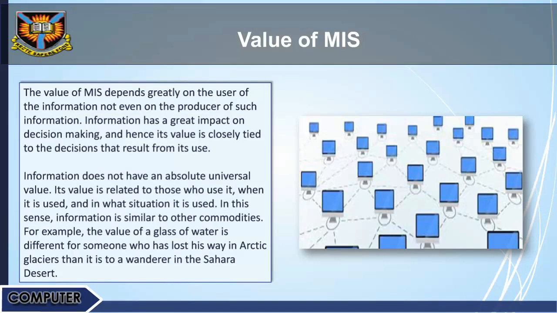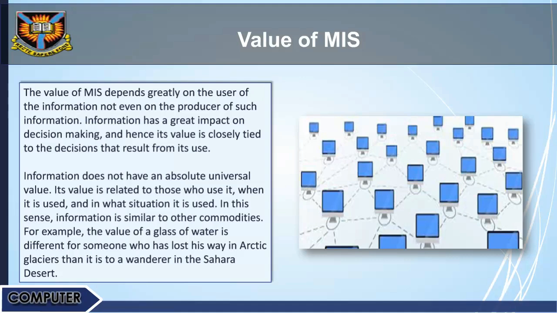Value of MIS. The value of MIS depends greatly on the user of the information, not even on the producer of such information. Information has a great impact on decision making, and hence its value is closely tied to the decisions that result from its use. Information does not have an absolute universal value. Its value is related to those who use it, when it is used, and in what situation it is used.